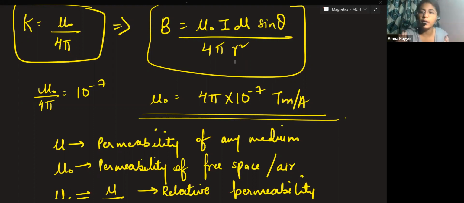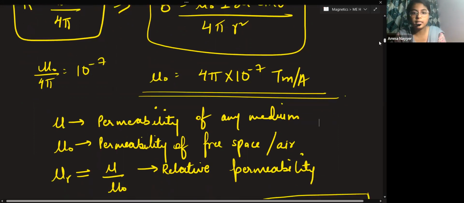This is the Biot-Savart law, the major statement. Here the constant term is mu naught by 4 pi, which can be written as 10 to the power minus 7, or you can write mu naught as 4 pi into 10 to the power minus 7. Now, the main thing is the direction.